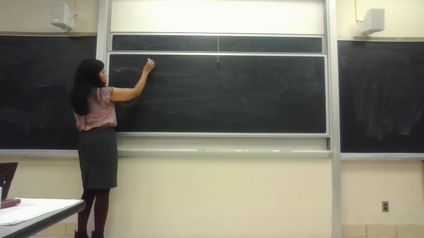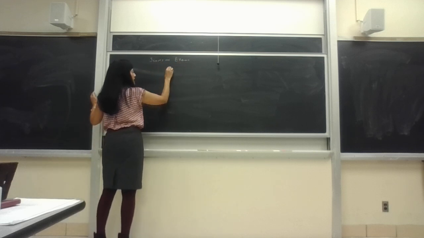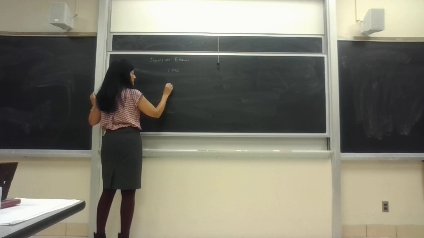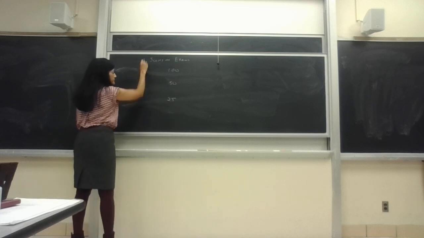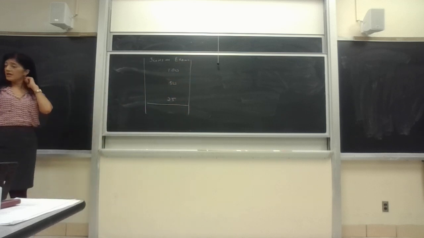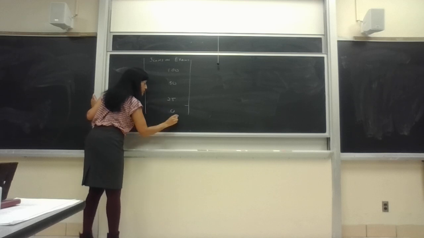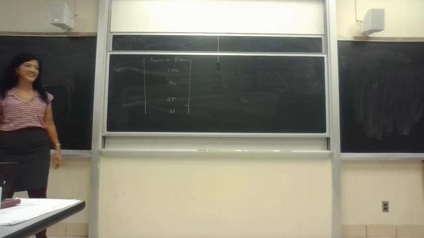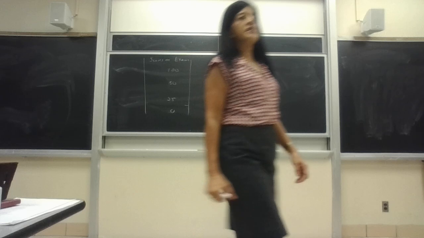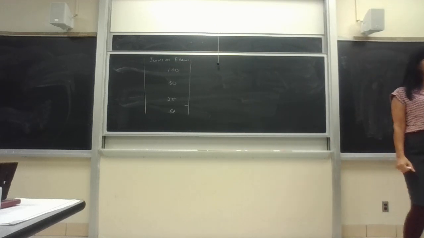I'm going to make up three scores. Let's say I have scores on an exam. And I have 100, and I have a 50, and I have 25. This is a column of data. Let's make up one more grade on this. Let's give someone a 0. Right? It happens.